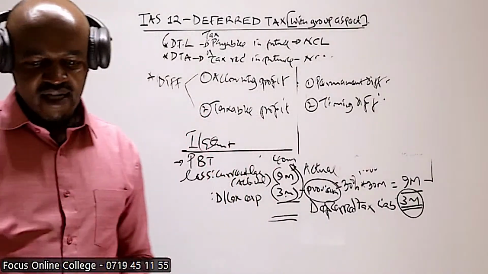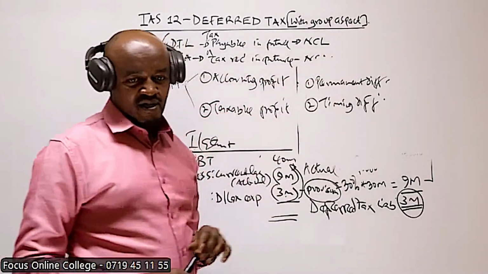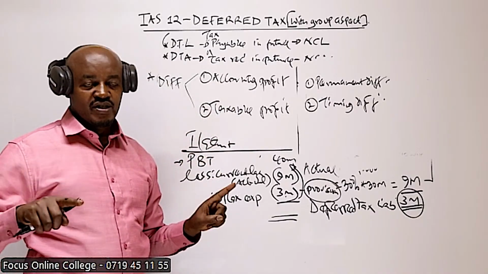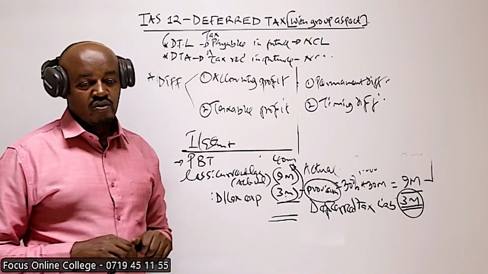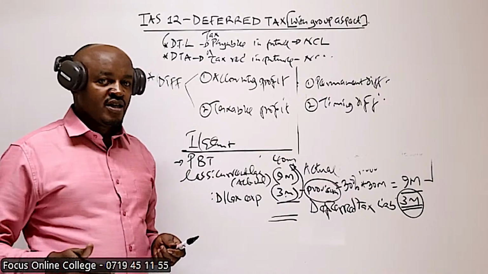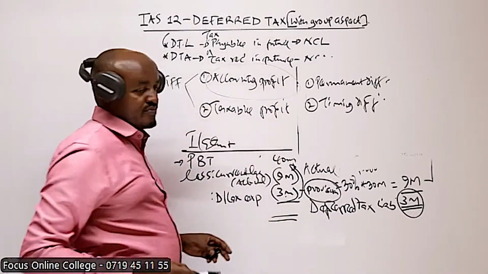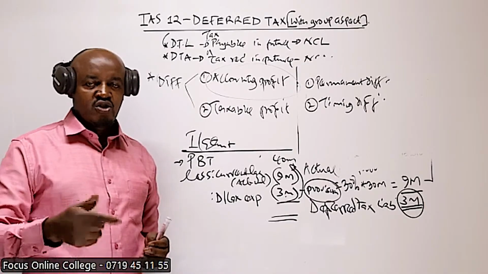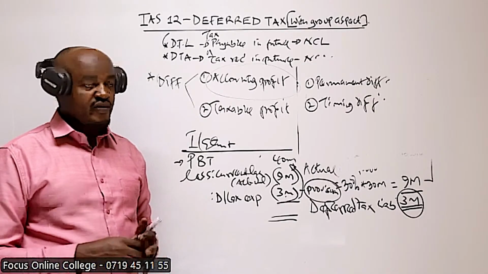First of all, the permanent difference is the difference between accounting profit and taxable profit. And what causes this difference? This difference is basically caused by taking into account certain items of income and expenses in the computation of accounting profit, but those items are not taken into account in the computation of taxable profit.